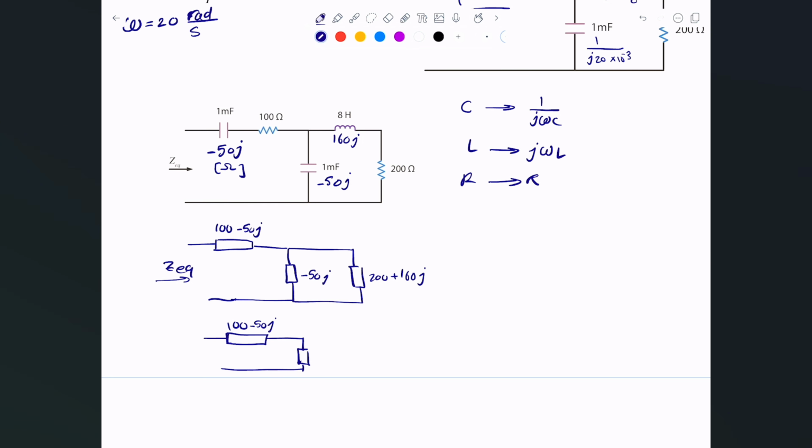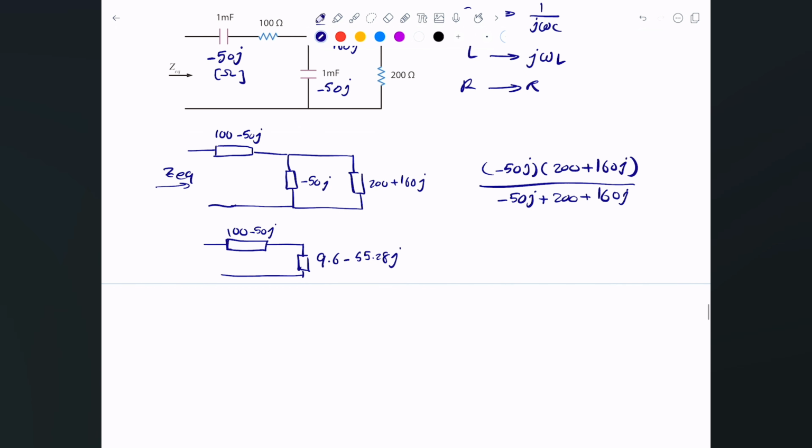You can deal with it as Z1 and Z2. Let me just write it here on the side. What we have is (-50j × 200 + 160j) divided by (-50j + 200 + 160j). I'll use my calculator to compute this. The answer happened to be 9.6 - 55.28j.